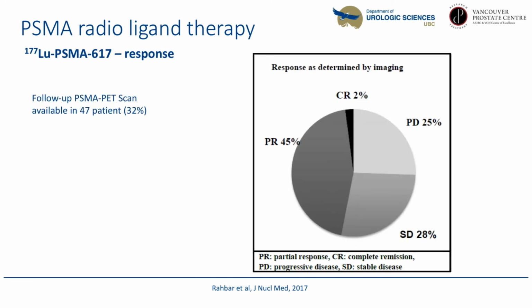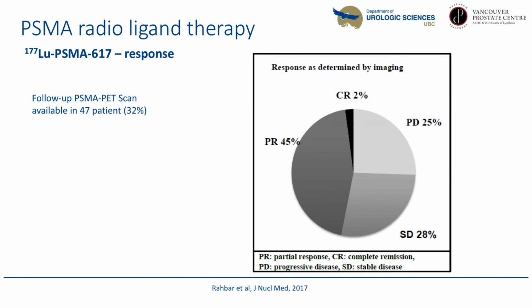Follow-up PSMA PET imaging was available in only 47%. Out of those, 2% had a complete response. Saying that, they were of course not cured. That was a temporary complete response, so they did develop further metastasis again. 45 had a partial response, 28 a stable disease, and 25 a progressive disease.